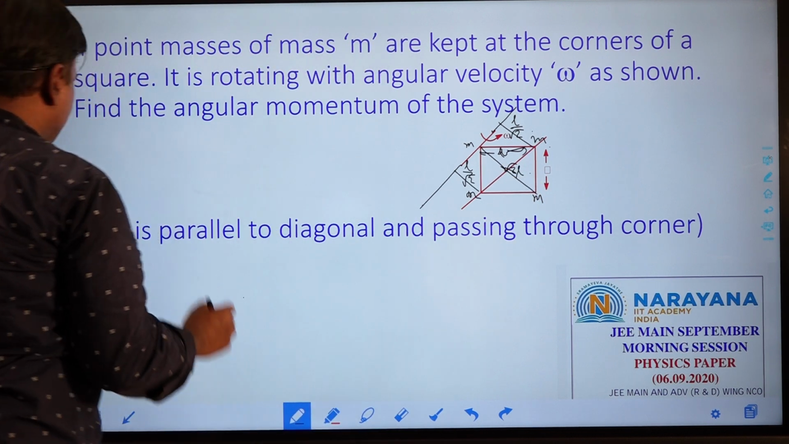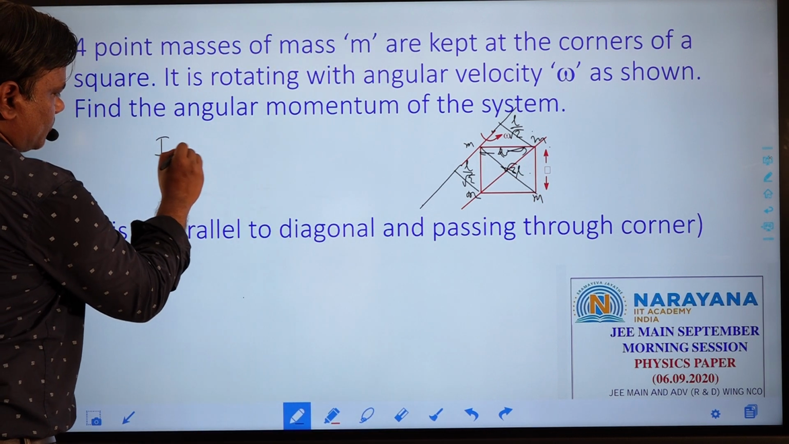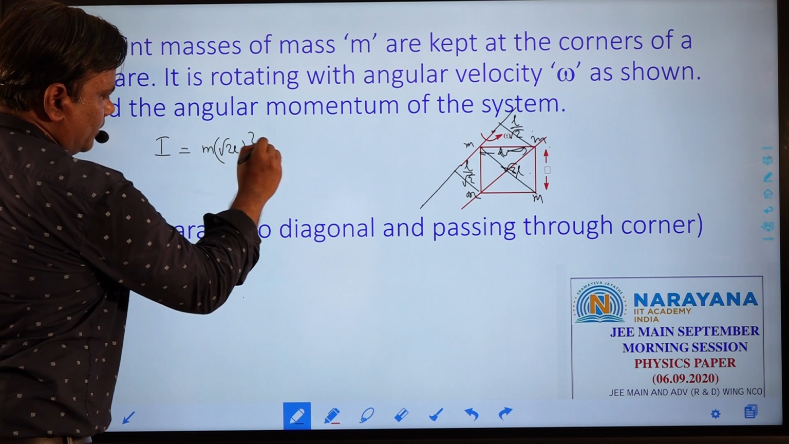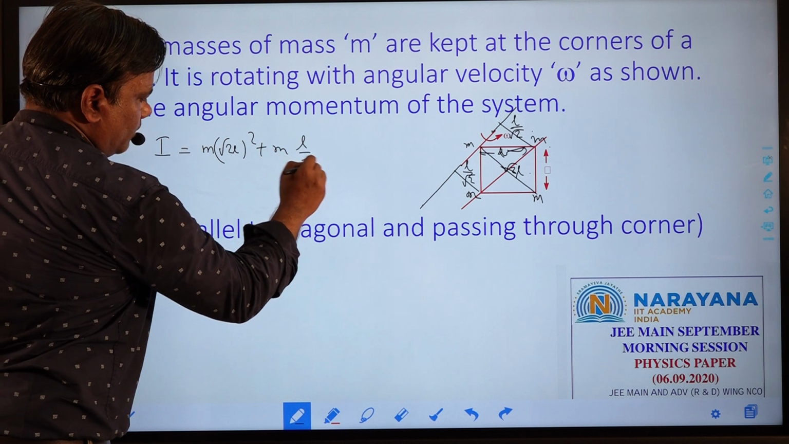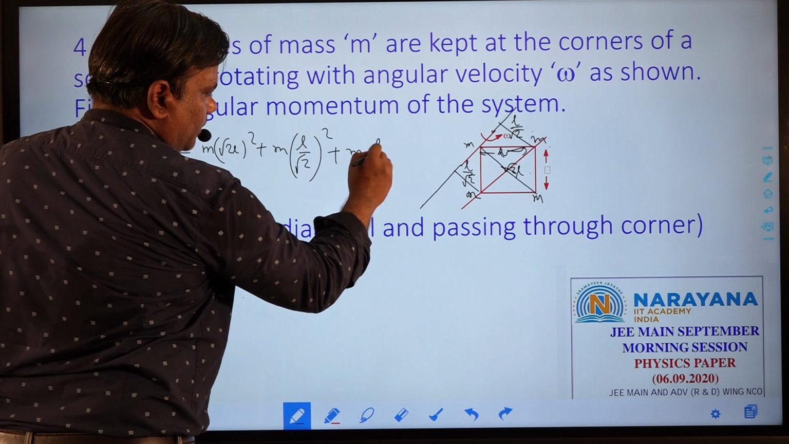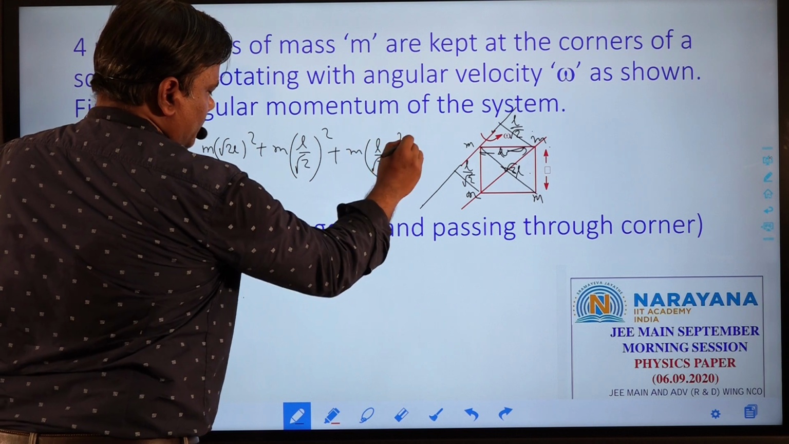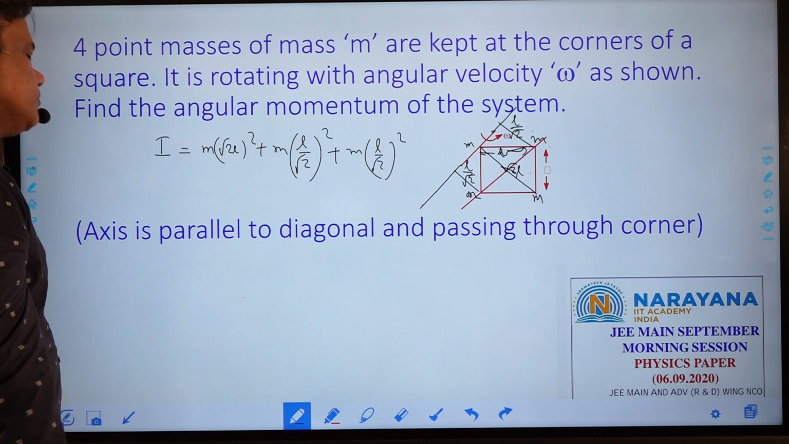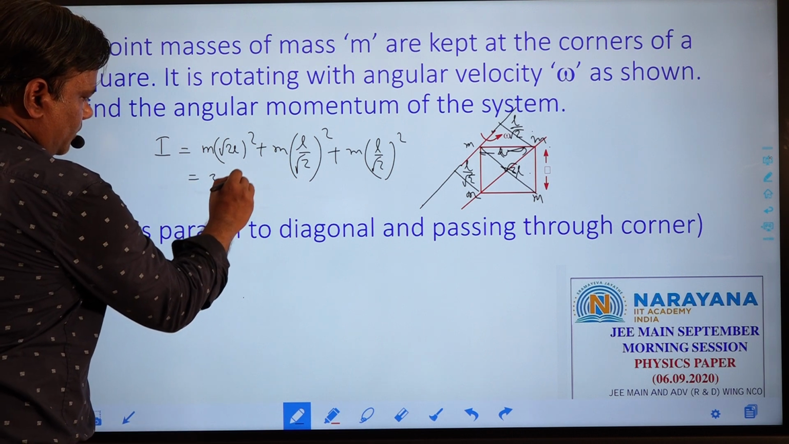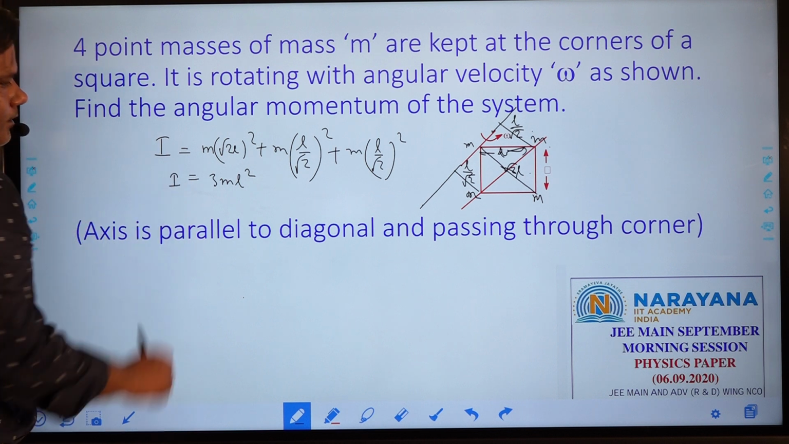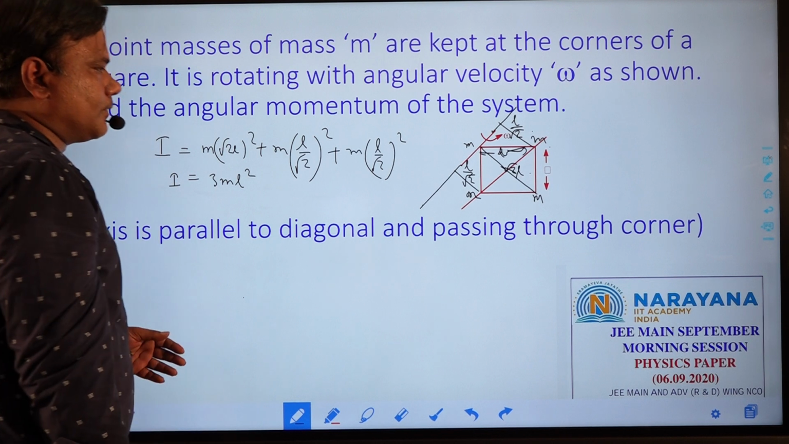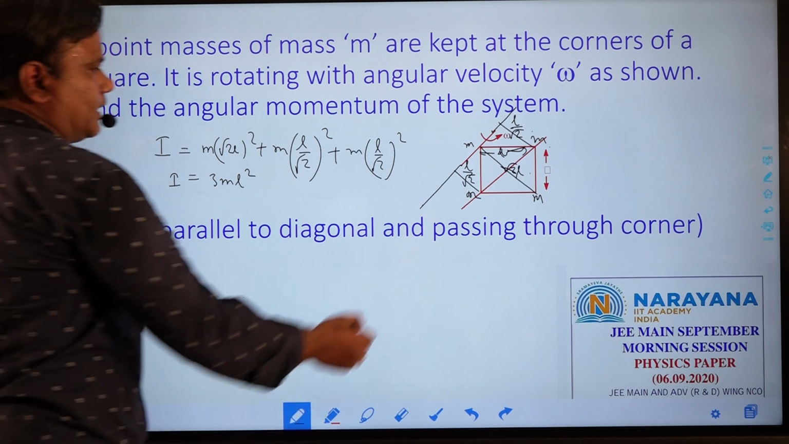So total moment of inertia of the system, we can write I is equals to m into root 2 L square plus m into L by root 2 square plus m into L by root 2 square. So this will become 2ml square plus ml square by 2 plus ml square by 2, which will give you 3ml square. So this is the moment of inertia of the system about this particular axis, provided you don't have mass with the connecting nodes.